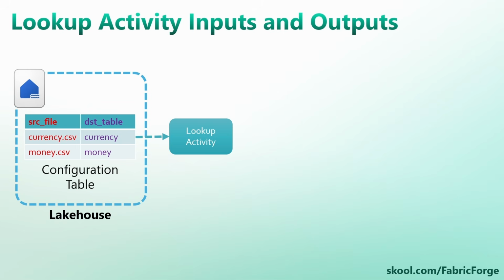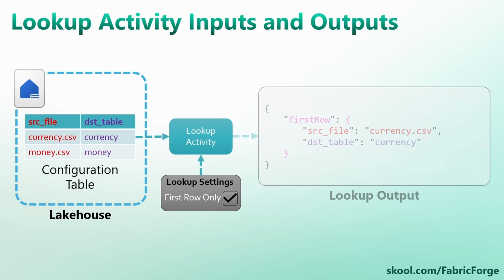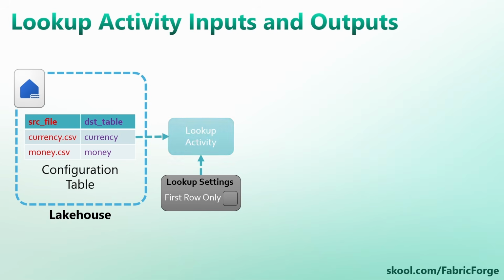Let's configure our lookup activity to only retrieve the first row. When our lookup activity runs, the output will be the first row of this table, meaning we only get the source file and destination table of the first row, currency.csv and currency. These two values are wrapped in an object called first row. Next, let's run our lookup activity again, but this time we will uncheck the first row only setting.